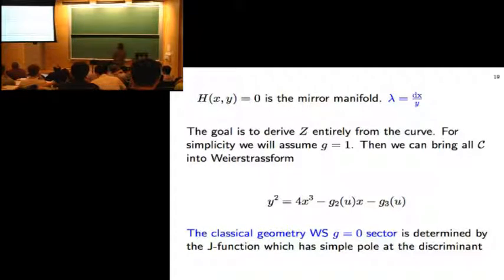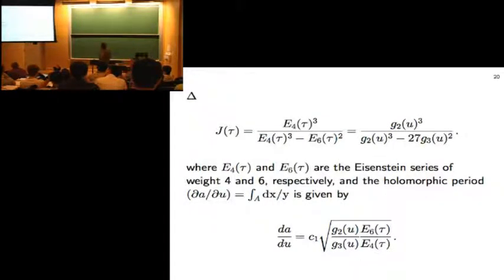So the goal of this particular section will be to derive F entirely from the curve without using any other data if possible. And for simplicity, we will assume that G prime is equal to 1. Then we can bring this curve C_G prime into Weierstrass form, which is written here. And then it's very easy, the classical geometry, namely the genus G prime, as I said, is determined by the J function. And this J function has simple poles at this denominator, which I call delta in the following. So here E4 and E6 are the normal Eisenstein series of weight 4 and 6.